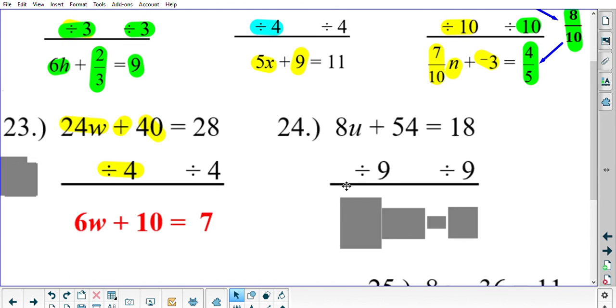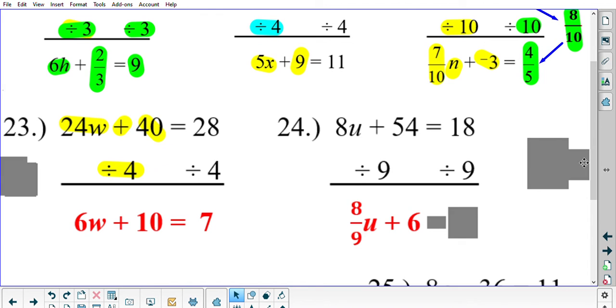Number 24, 8u divided by 9 is 8/9 u. 54 divided by 9 is 6. Please do not write the 8/9 in its repeating decimal form. I mean, technically you could, but get used to the idea that 8 divided by 9 is 8/9. The equal sign should have been brought straight down. 18 divided by 9 is 2.